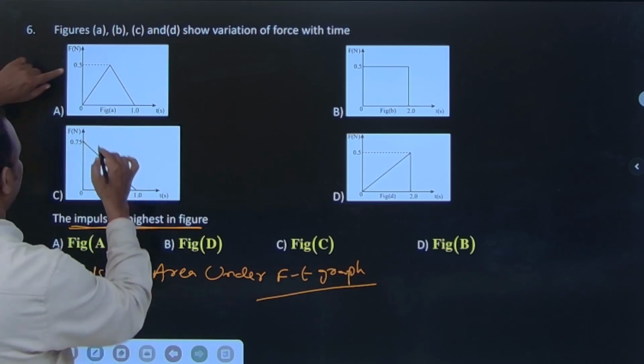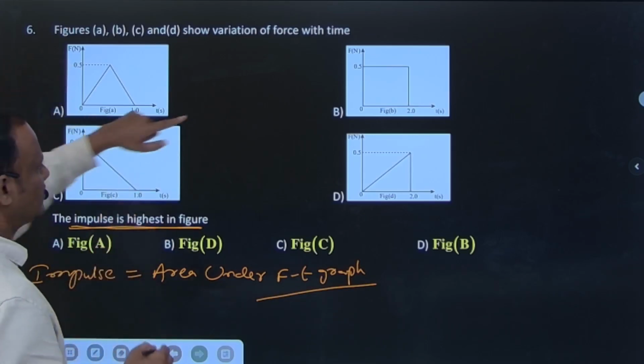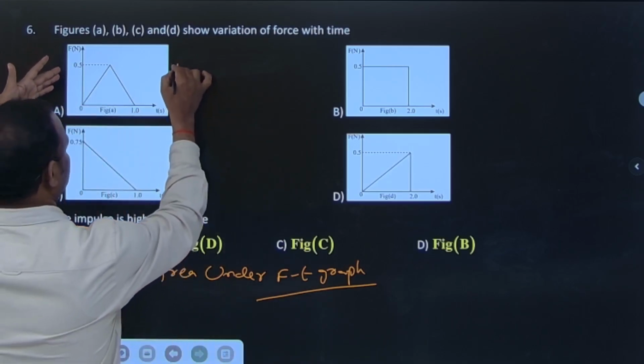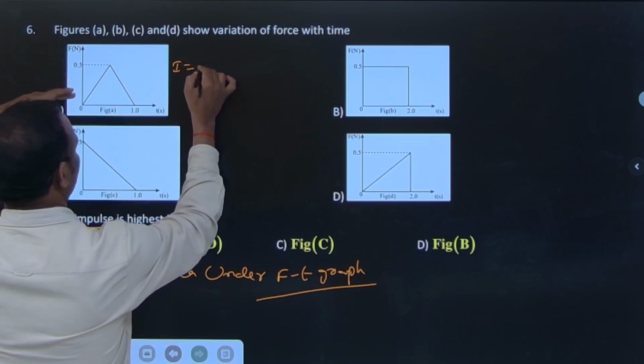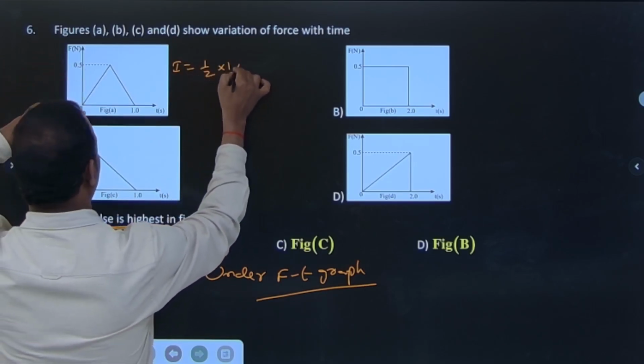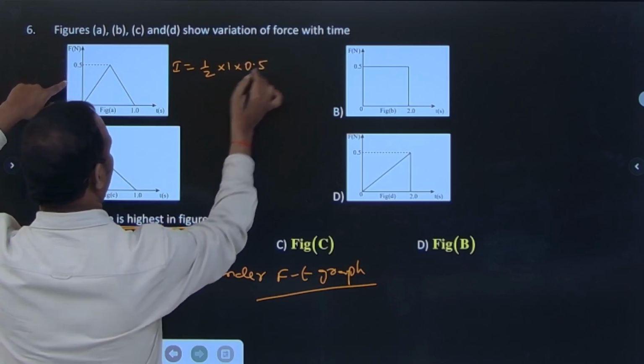First we take the area under this one, this one and this one. Now we can take this as the impulse. I is equal to the area under the triangle. So half base, which is 1, into height, which is 0.5.